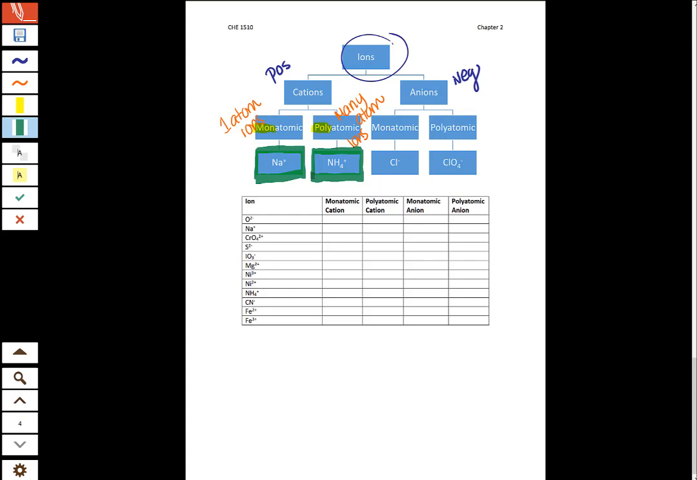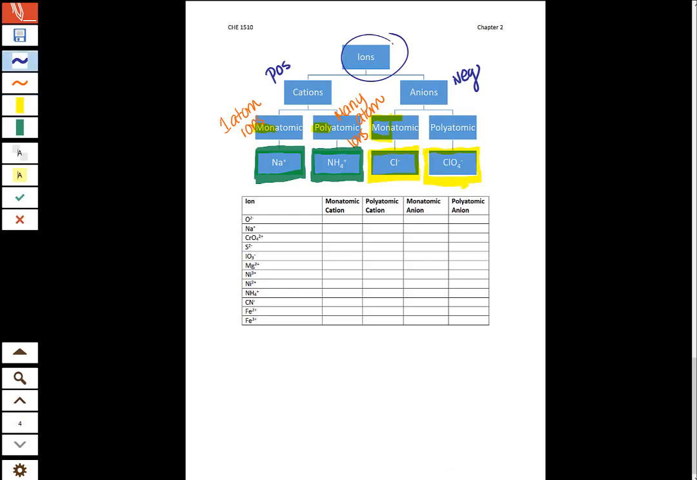Then the same thing is going to hold true for the anion side of things. We have negative ions now, and so now in our monatomic, we have single atom ions that are negative, polyatomic, multi-atom ions that are negative. So let's practice classifying a couple of these.